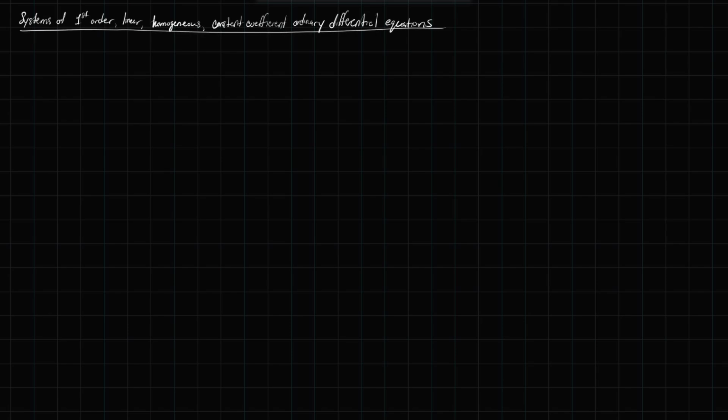Welcome back everybody. So this section is called Systems of First Order, Linear, Homogeneous, Constant, Coefficient, Ordinary, Differential Equations. And I do apologize about how long that title is, but we've got 1, 2, 3, 4, kind of 5, and kind of 6 adjectives to equations, and even systems is kind of an adjective.